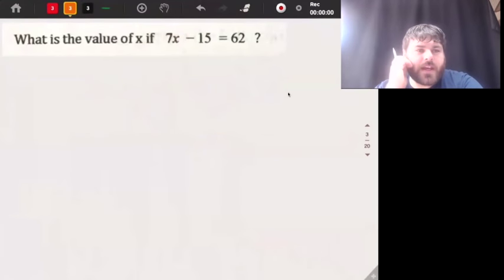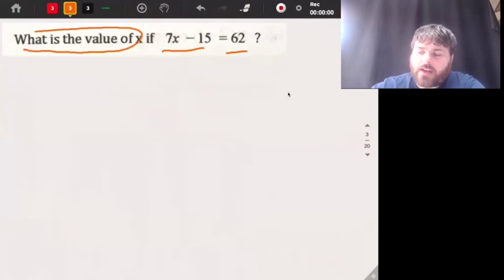All right, next problem says, what is the value of x if 7x minus 15 equals 62? Okay, so the whole point of this lesson for day one was to talk about expressions versus equations. This is pretty clearly an equation. It's got a left side and it's got a right side. It's got an equal sign in the middle. So I can tell that this is definitely an equation. And the words, what is the value of x? That means to solve for x. So we are going to solve this equation for the variable x.